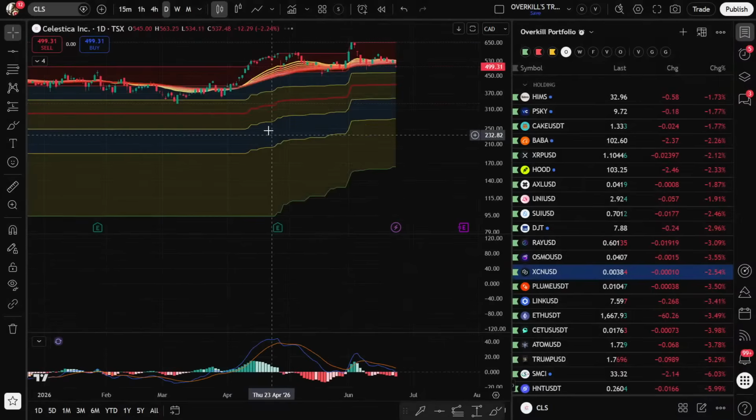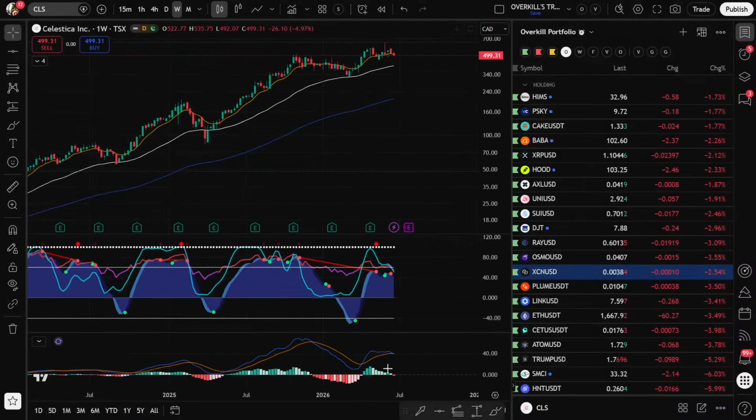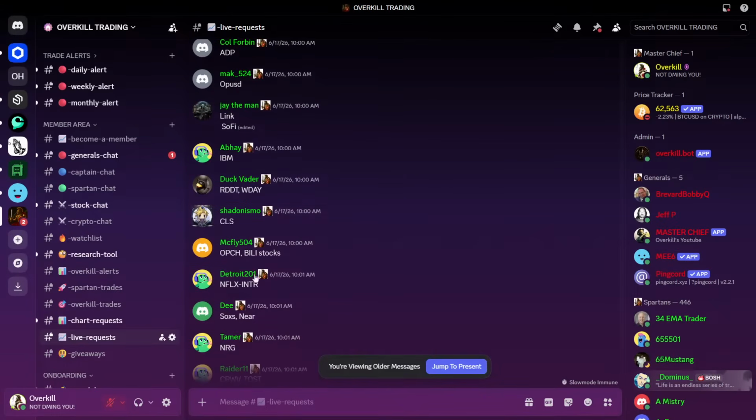CLS. That one's up in the red zone, so we'd be taking profits up here. Taking profits on that one. OPCH.